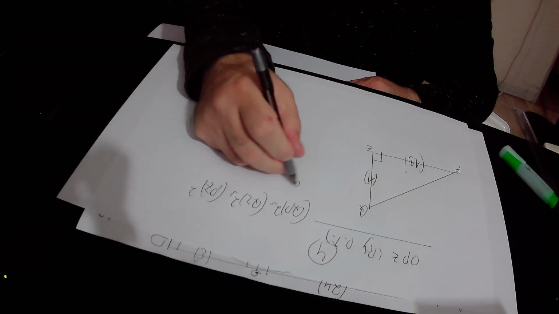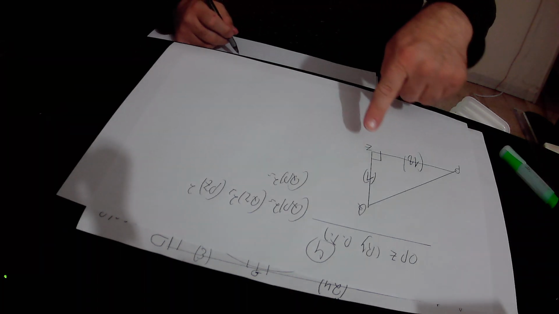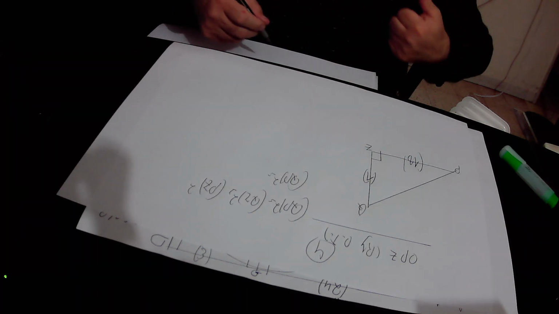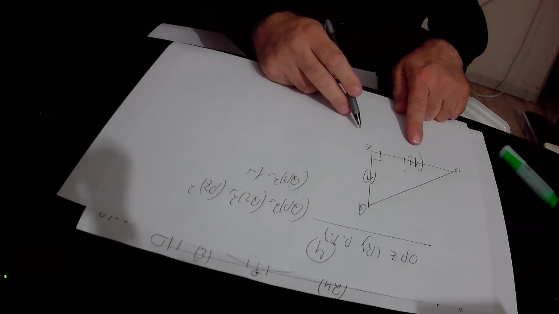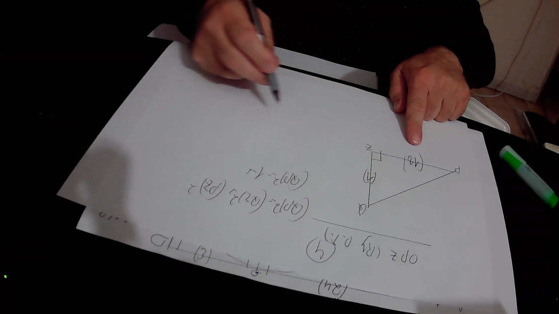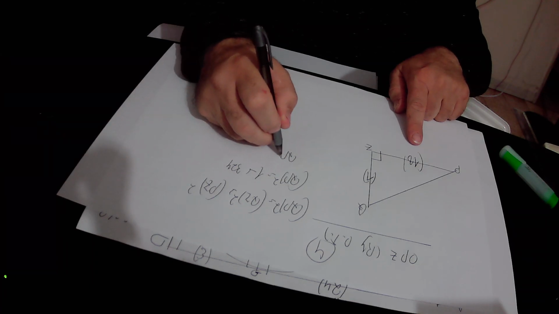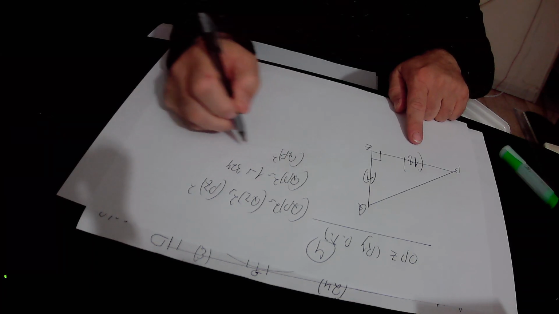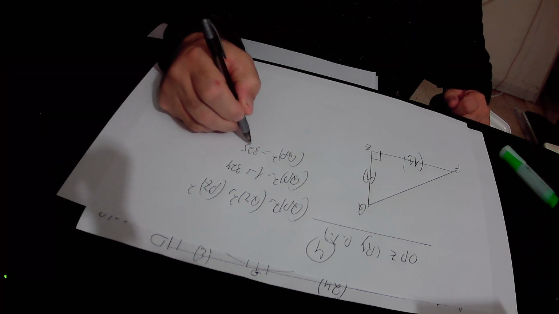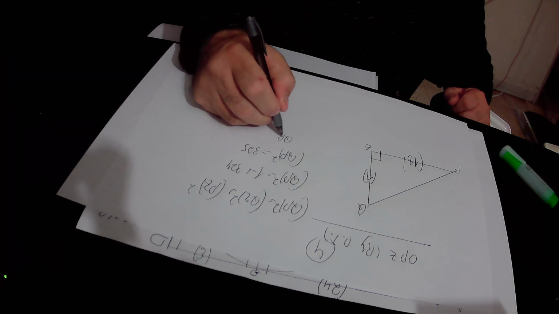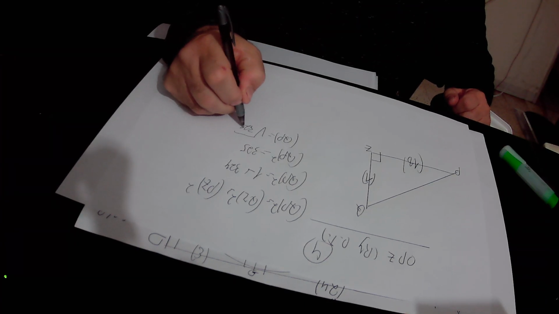So QP square must be equal to QZ square. QZ is 1, therefore QZ square is 1 square, that is 1, plus PZ square. PZ is 18, therefore PZ square is 18 square, that is 324. So QP square in total equals 324 plus 1, which is 325. We take the root of this equation and we get that QP equals the square root of 325.